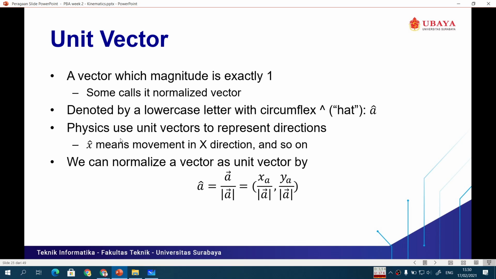In physics, we use unit vectors to represent directions. So x hat means the movement in the x direction, y hat means the movement in the y direction, z hat represents the movement in the z direction, and so on. We can normalize a vector as a unit vector by this formula. So a hat is the vector divided by its magnitude. You can simply divide xa and ya by the magnitude.